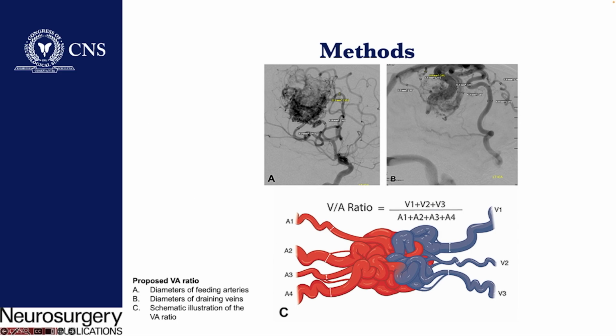In this study, we proposed the VA ratio, which is the ratio between the diameters of feeding arteries in Figure A and diameters of draining veins in Figure B. Figure C is a schematic illustration of the proposed VA ratio of an AVM.